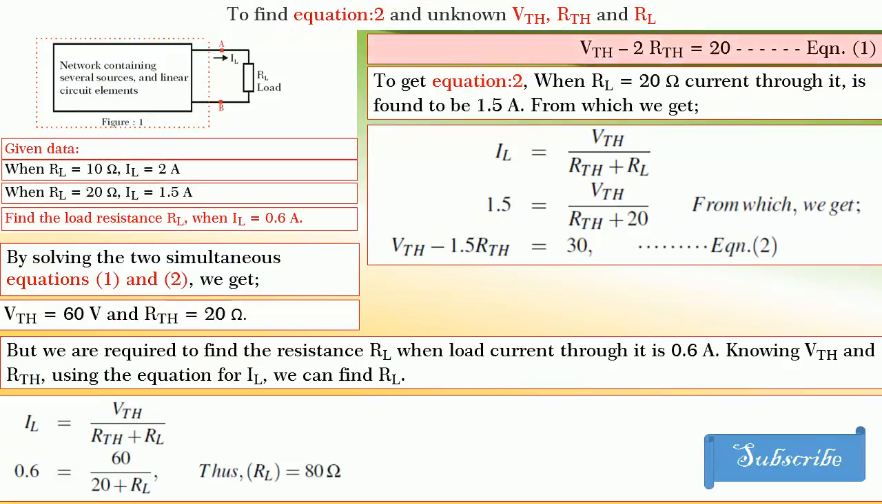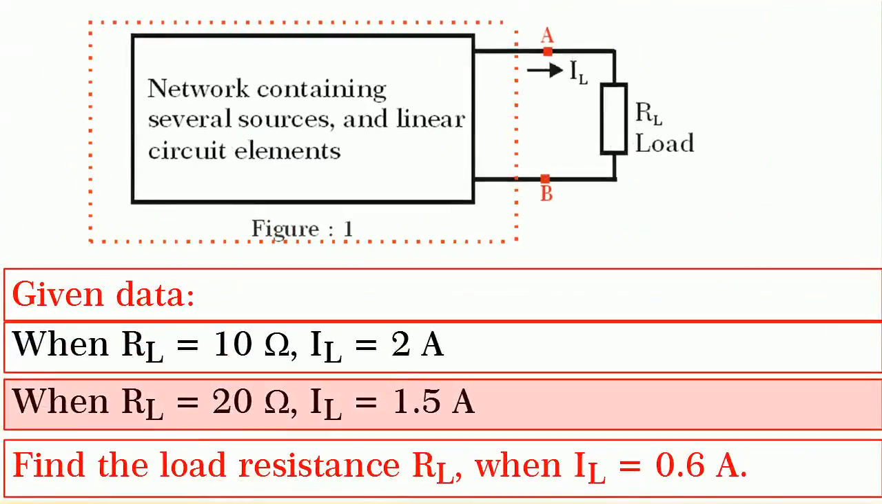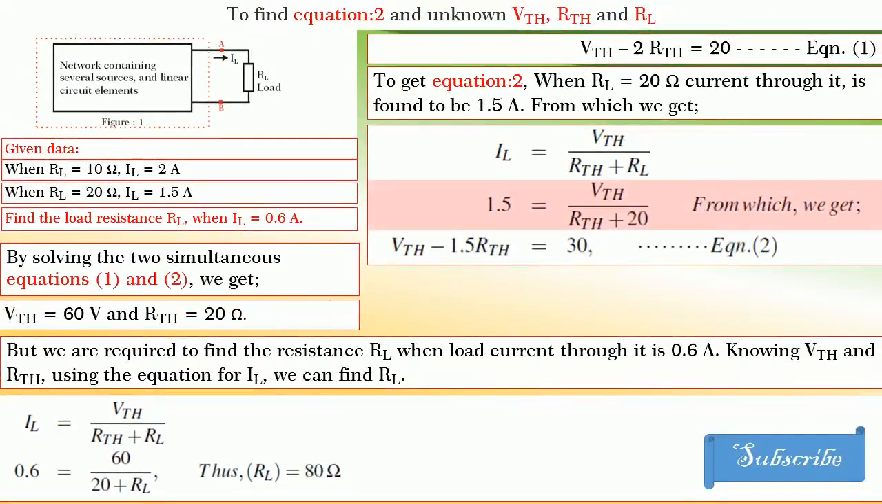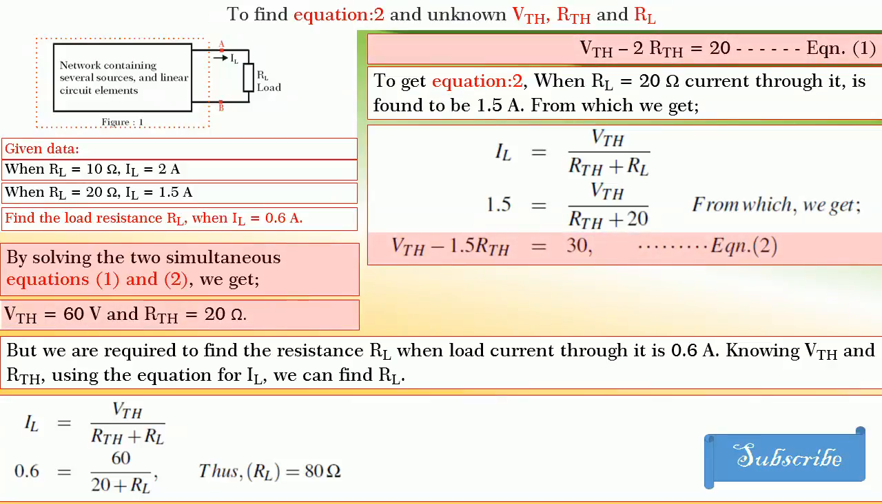Friends, the equation 1, V Thevenin minus 2 R Thevenin is equal to 20, is reproduced here for convenience. To get equation 2, when RL is equal to 20 ohm, current through it is found to be 1.5 ampere, that is given, and hence we get 1.5 is equal to V Thevenin divided by R Thevenin plus 20, and by rearranging it we get V Thevenin minus 1.5 R Thevenin is equal to 30. Let it be equation 2. By solving the two simultaneous equations 1 and 2, we get V Thevenin is equal to 60 volts and R Thevenin is equal to 20 ohm.